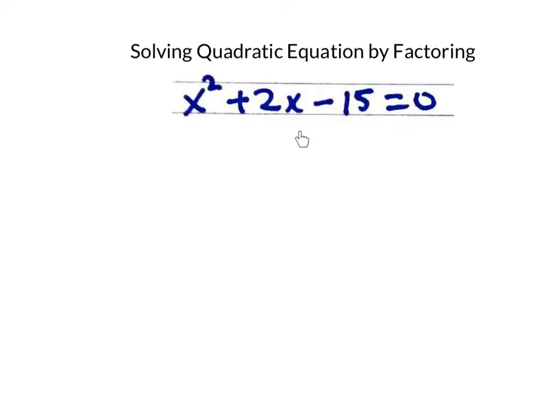To do that, we have to multiply the coefficient of the squared term, which in this case is 1. There's a 1 here that is not shown. It's usually a 1 here. So 1x squared. Multiplying this 1 by negative 15, the last term, the constant term. So we're going to multiply 1 by negative 15. That will be our first step.